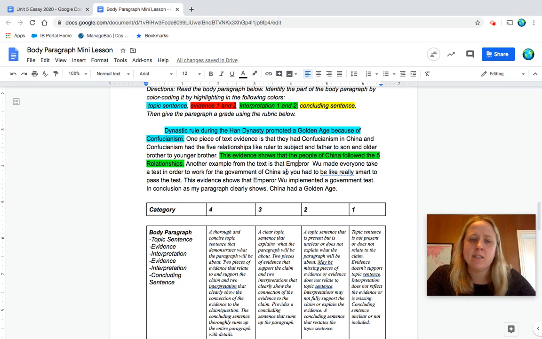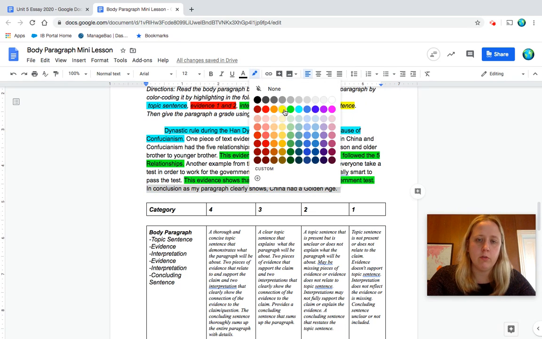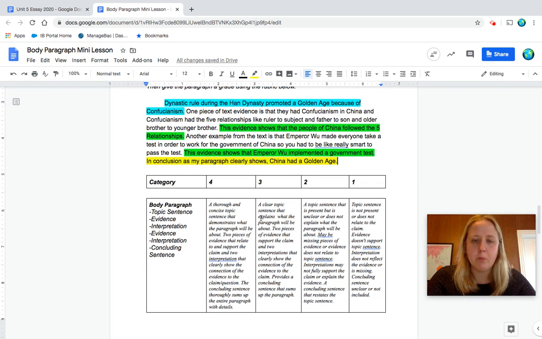Another example from the text is that Emperor Wu made everyone take a test in order to work for the government of China. So you had to be really smart to pass the test. That is not a direct quote, and I hope that you guys would know that, so I'm not going to highlight that. This evidence shows that Emperor Wu implemented a government test. They're trying, I guess, not really. In conclusion, as my paragraph clearly shows, China had a golden age. Okay. So take a minute, pause, and see what you would grade this paragraph.